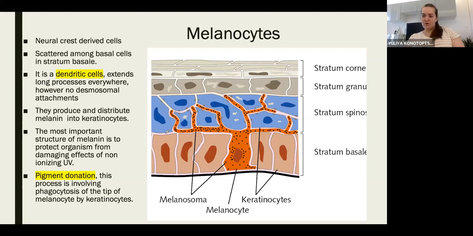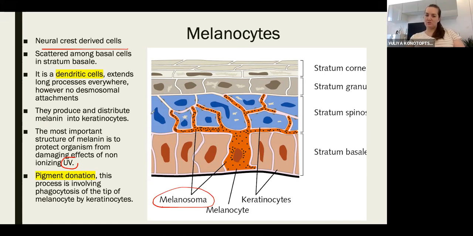Melanocytes, what's going on here? Melanocytes are dendritic cells, they have lots of projections like an octopus, they are neural crest derived cells, and they make melanin. Melanin is needed for protection of the nucleus from ultraviolet light, right? So you need to protect your nucleus from UV, you use the melanin. When melanocytes make melanin, they put it into an organelle. What do we call this organelle? We call it melanosome.